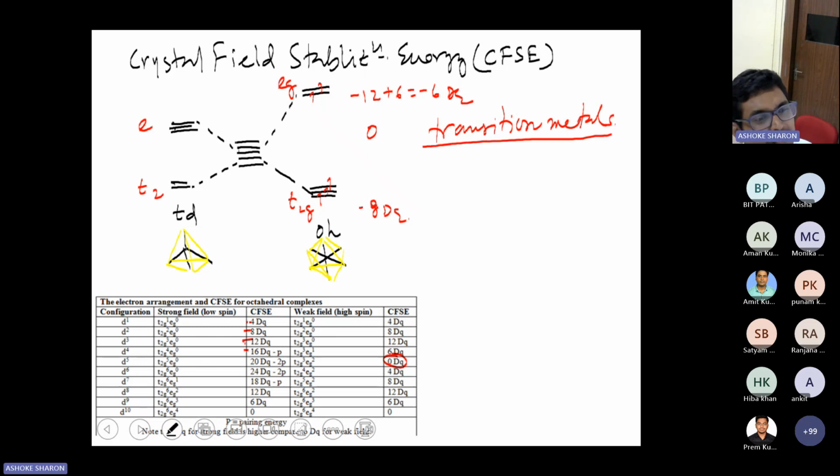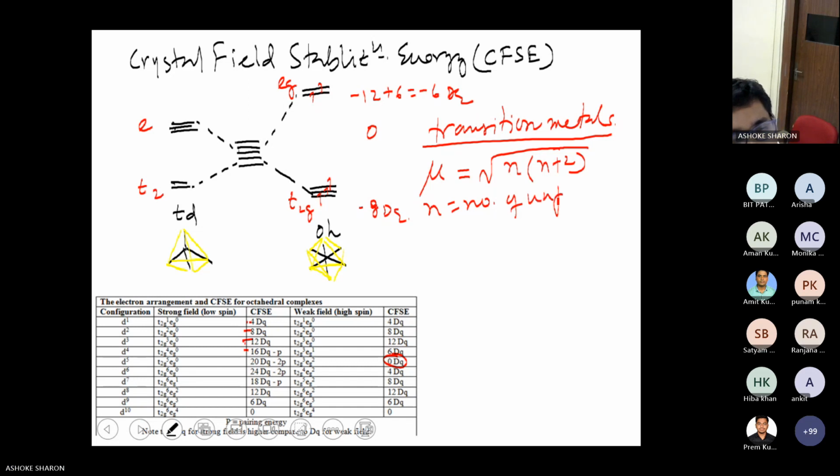The magnetic moment mu is given by the spin-only equation. This equation is mu is equal to √(n(n+2)), where n is the number of unpaired electrons. So from any electronic configuration, now you can understand. Say if I take D1, it will be √(1×3), so 1.73.